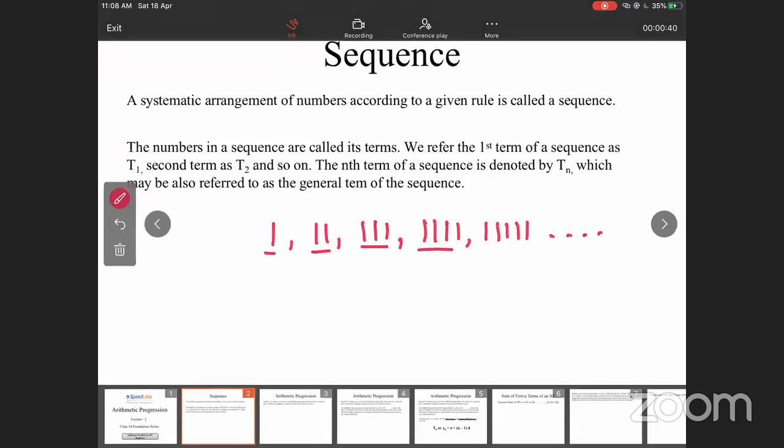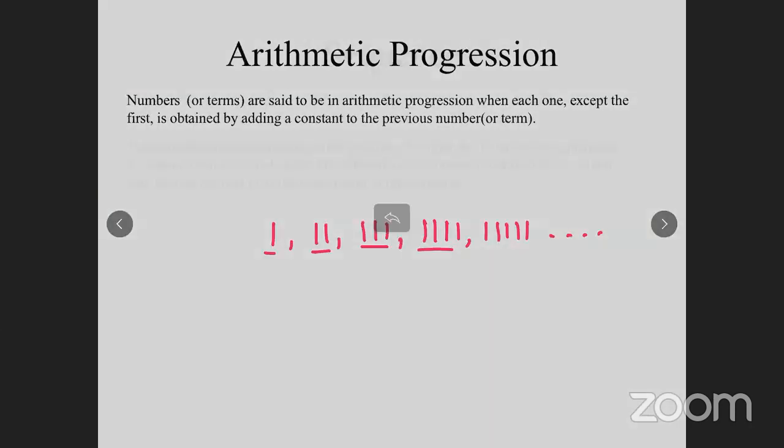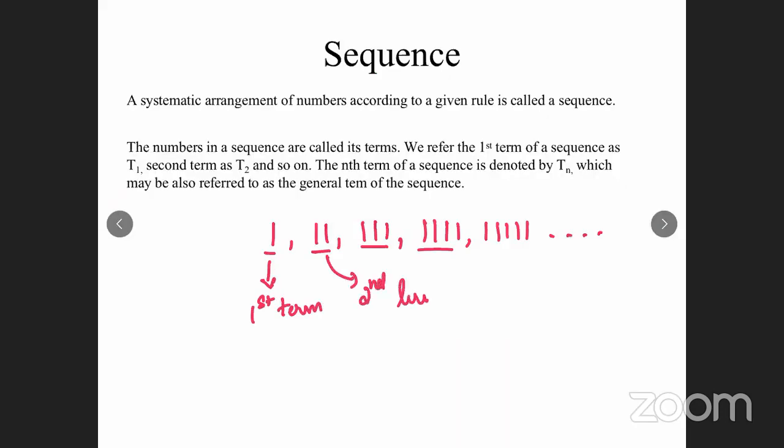These are the first term, second term, third term, and so on. The last term, which is the nth term of the sequence, is given by Tn. Some people denote it with Tn, and some people denote it with An. This is called the general term of the sequence.